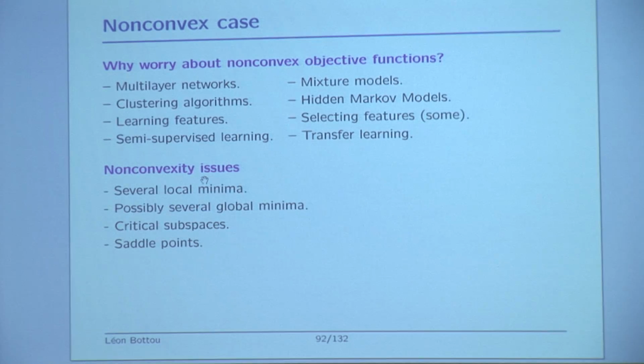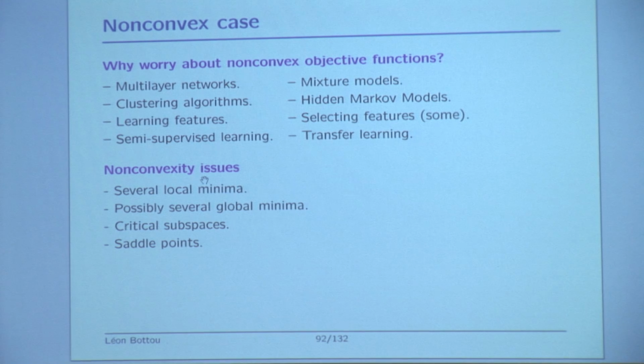So now I'm going to the non-convex case. And why should we worry about non-convex objective functions in machine learning? Well, it turns out that life is non-convex. If I give examples, multi-layer networks are non-convex.